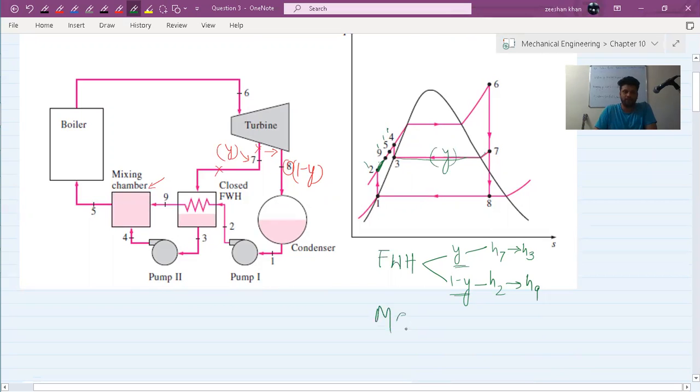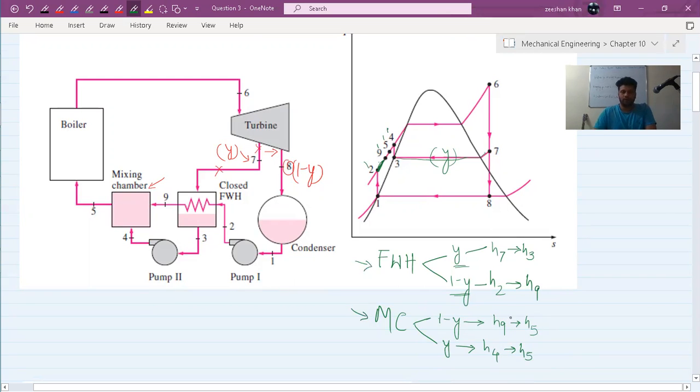And the mixing chamber is responsible for the change in state to number 5, when it takes the 1 minus y amount of steam from state number 9 to state number 5, and y amount of steam from state number 4 to state number 5. So this is the mixing chamber, this is the feed water heater.